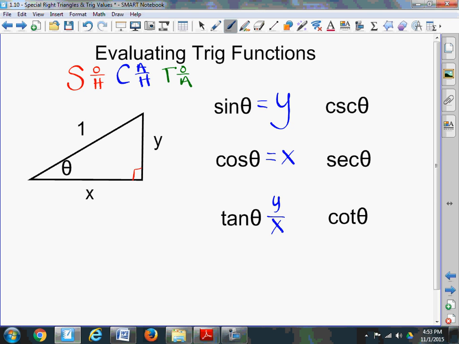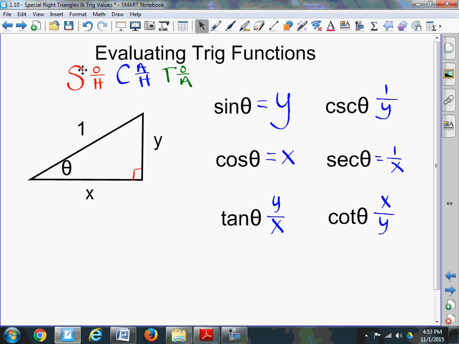Cosecant would be the reciprocal of sine. So one way you can always write the reciprocal is 1 over. All right, reciprocals are the same thing as a multiplicative inverse. If you multiply the two things, you get 1. So y times 1 over y is 1. Similarly, secant would be 1 over x. Cotangent could be 1 over tangent, but since tangent is written in terms of y and x, we can make that x over y.